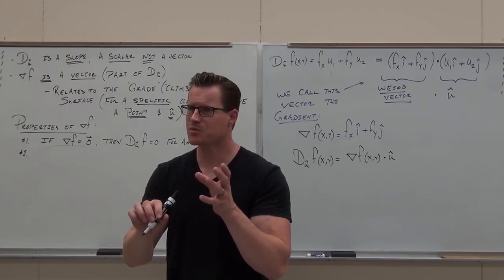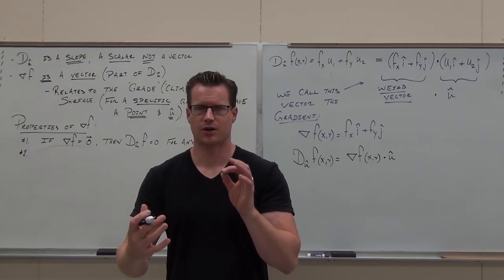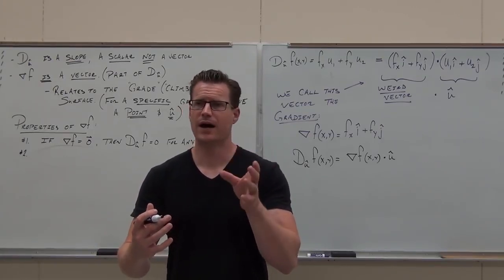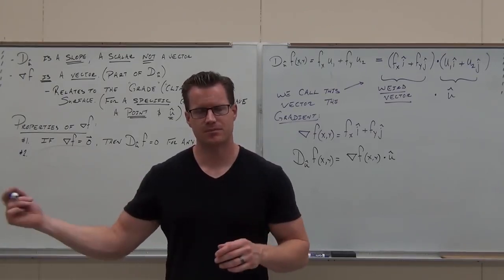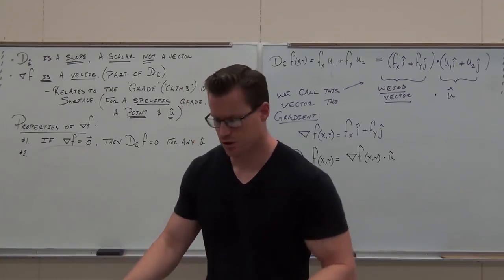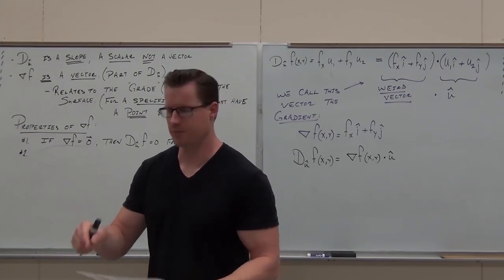The maximum slope of a surface occurs... actually, let's say the value. The value of the maximum slope of the surface is the magnitude of del f. It's the magnitude of the gradient. I'm going to prove it to you right now. So that's not intuitive. You're like, well, what do you mean? What are you talking about there? I'll prove it. Watch.